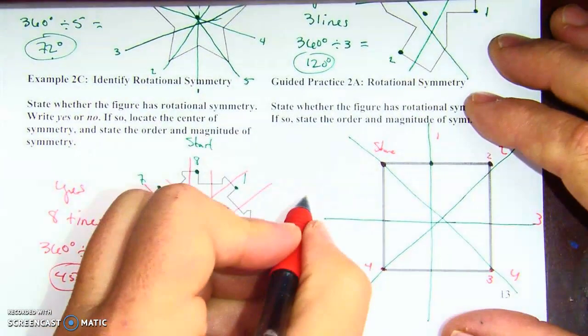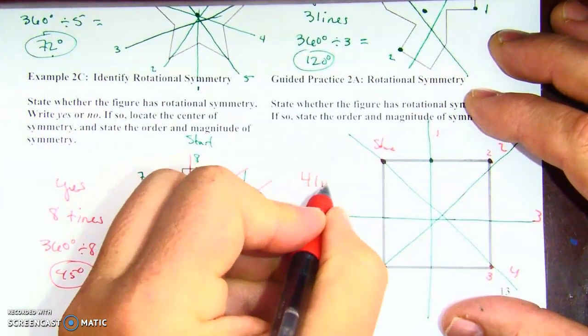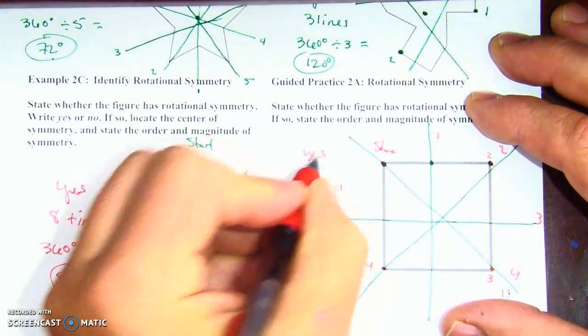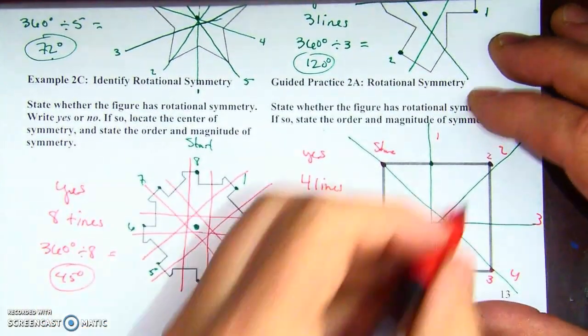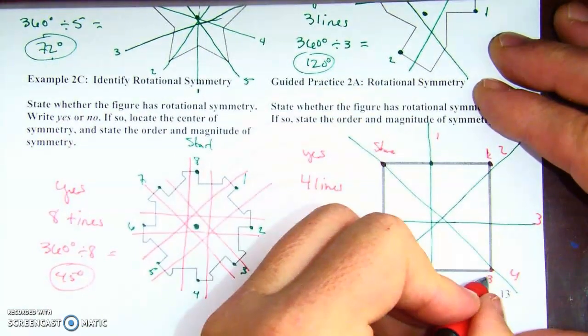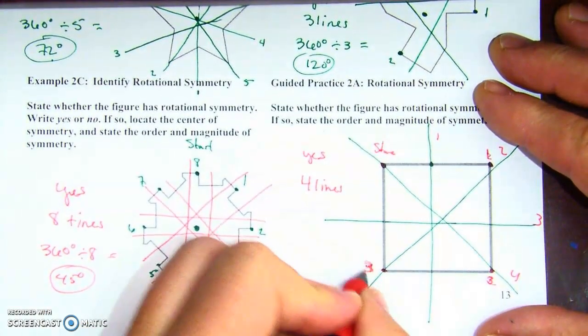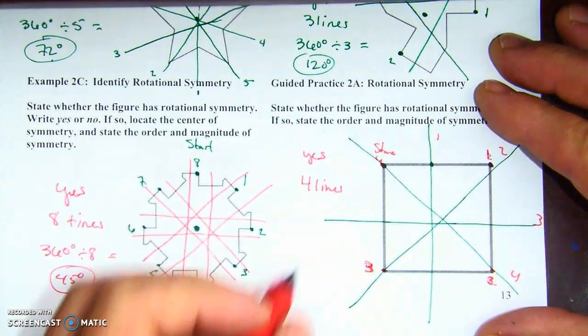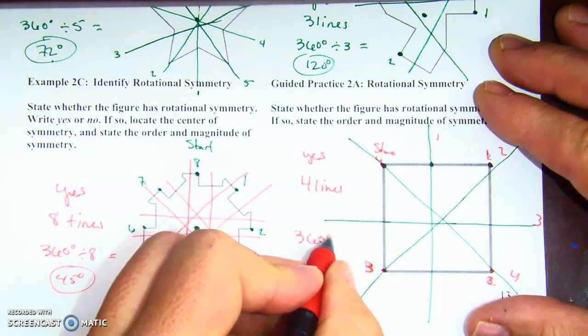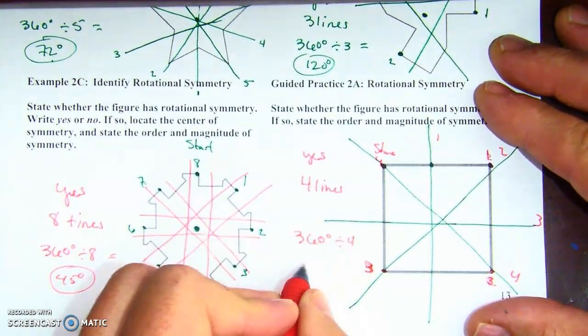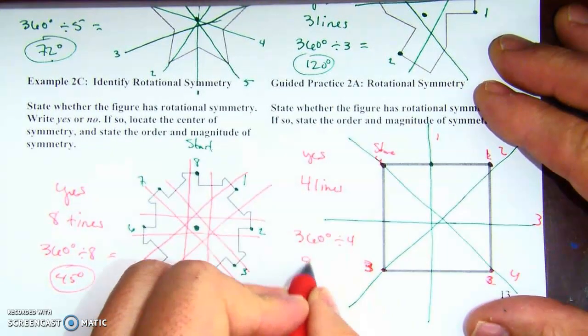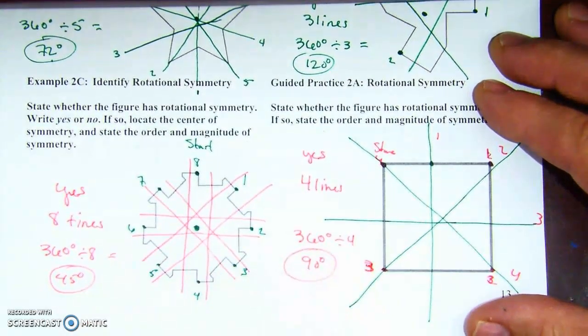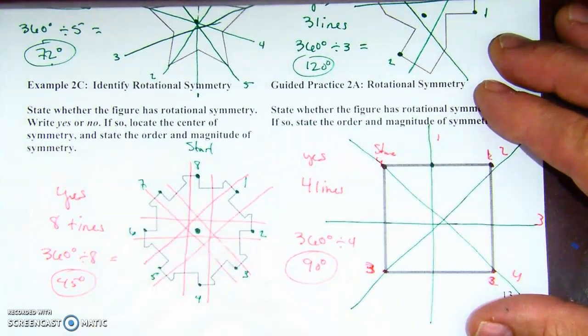So we get 4 lines. The answer is yes. Okay. I'm sorry, this should have been 1, 2, 3, and then 4. Okay. That gives us 360 degrees divided by 4 gives us the answer of 90 degrees. Okay. All right. Questions on that one? All right. Let's go on to the next page.